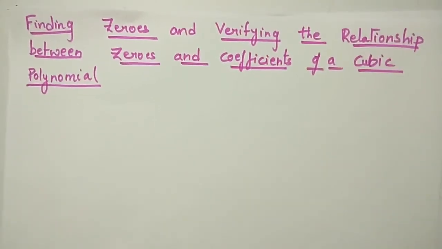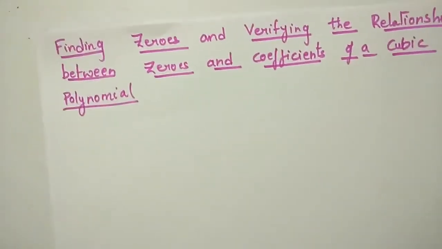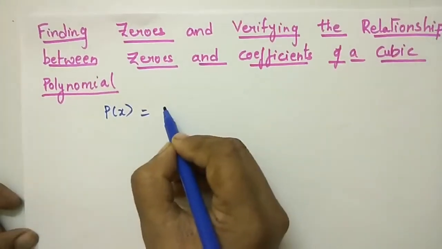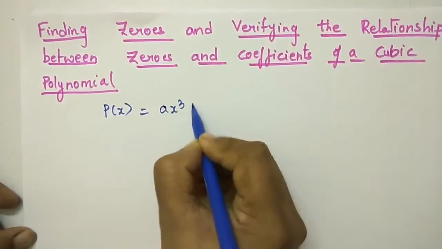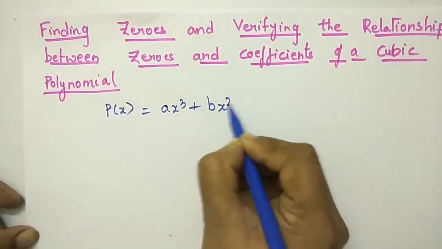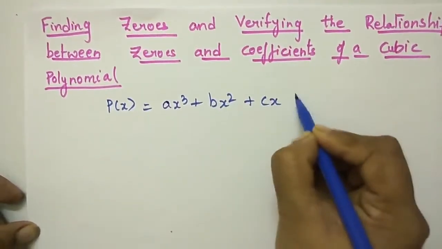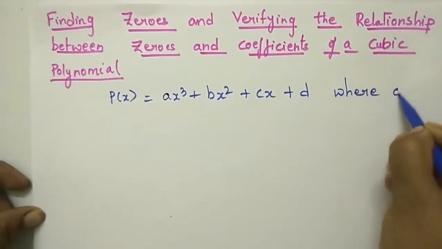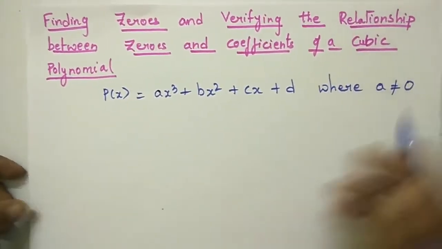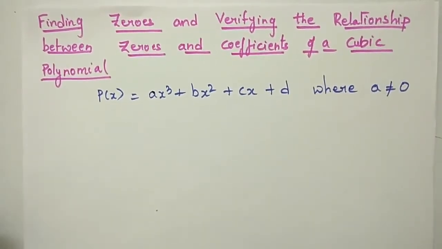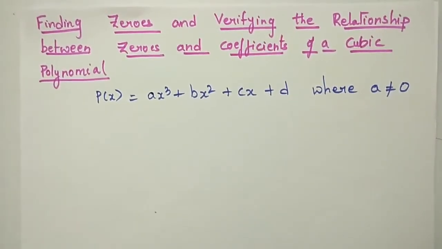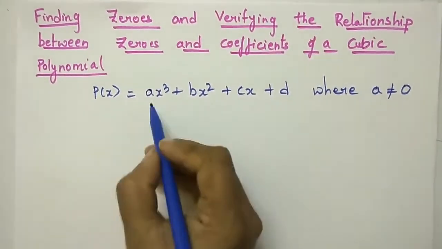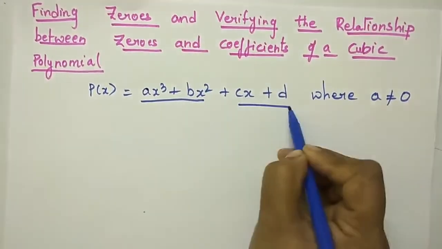The general algebraic expression for a cubic polynomial is p of x is equal to ax cube plus bx square plus cx plus d, where a is not equal to 0. To find the zeros of a cubic polynomial, you have to group these two terms and these two terms.